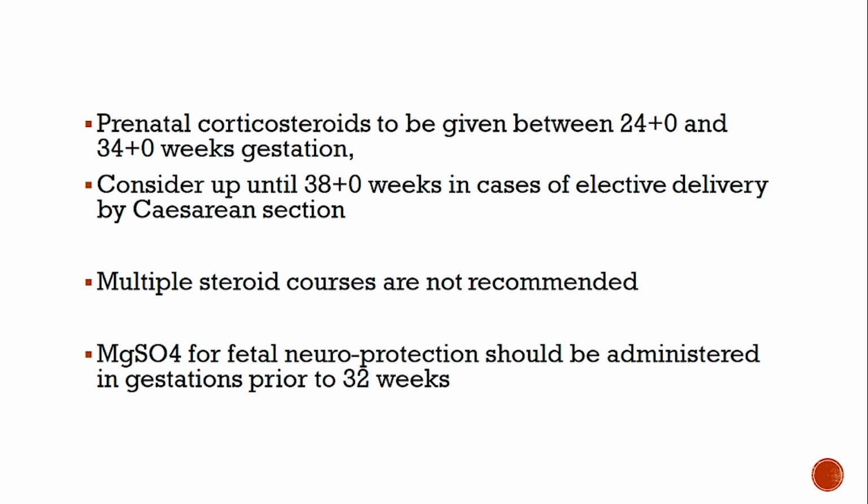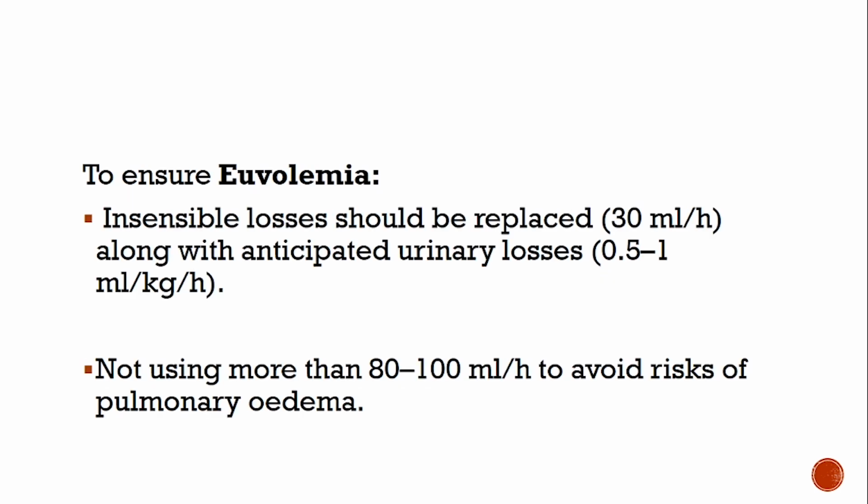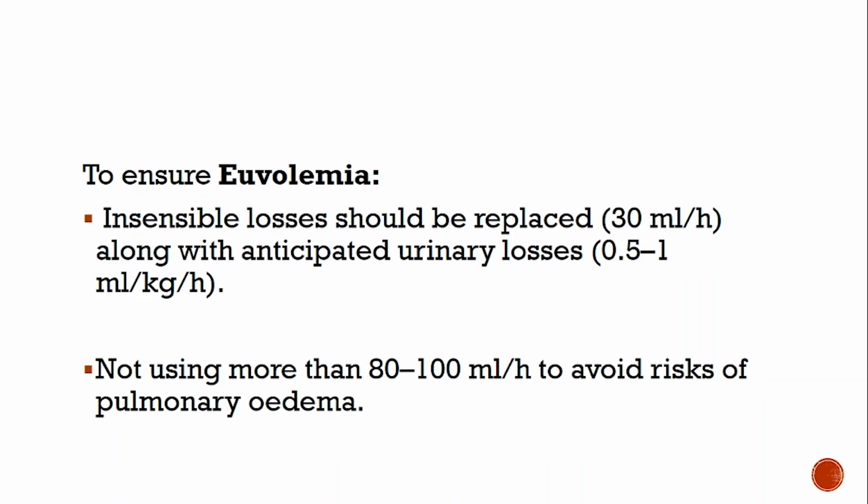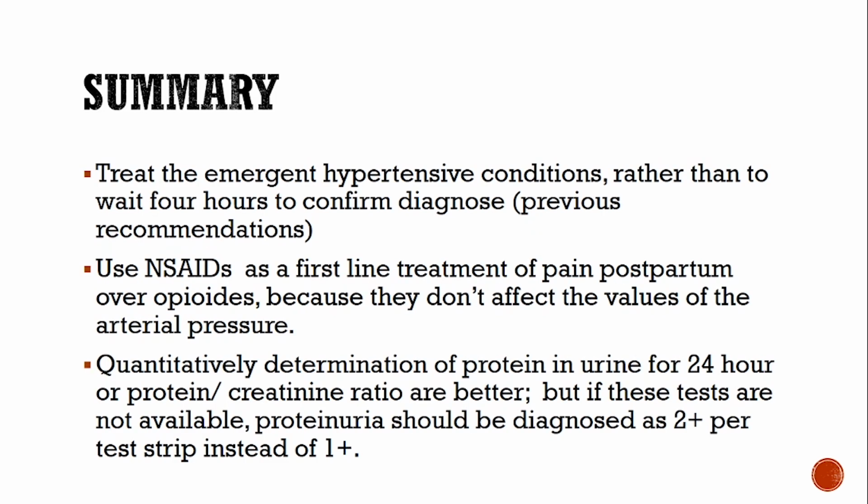Multiple steroid doses are actually not recommended, and magnesium sulfate can be given for other reasons, not just to abort seizures. It can be given for neuroprotection, and this must be administered prior to delivery of fetuses that are less than 32 weeks. To ensure euvolemia, we have said before not to use more than 80 to 100 ml per hour. I've said it before, to avoid the risk of pulmonary edema. Insensible losses should be replaced at 30 ml per hour along with associated urinary losses.